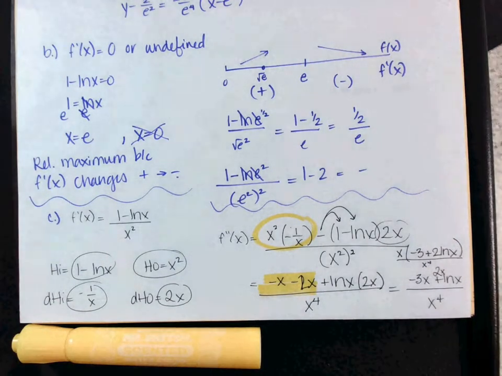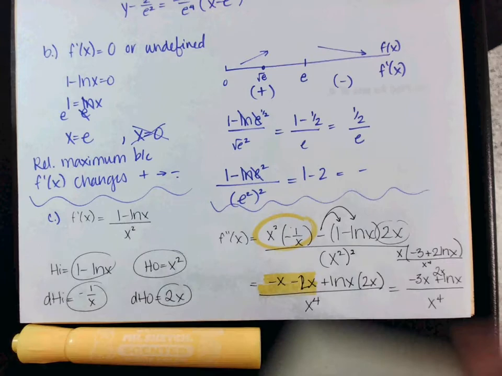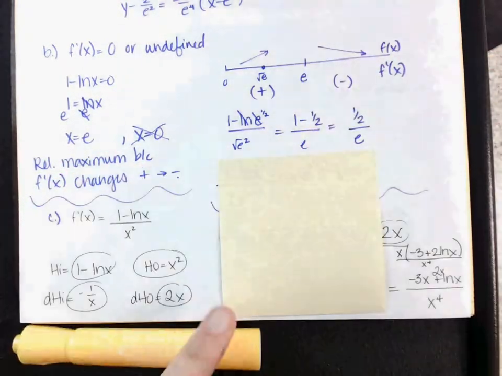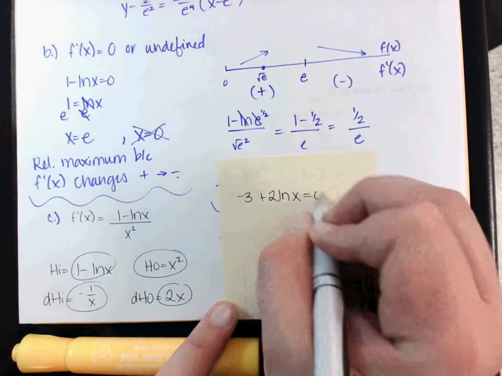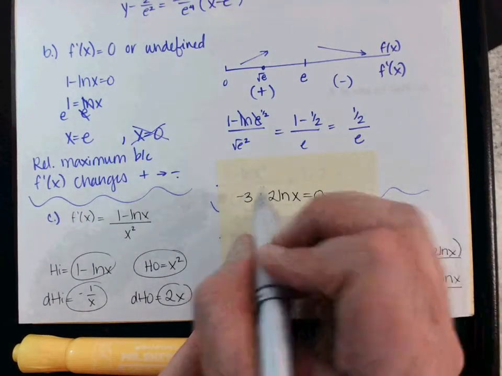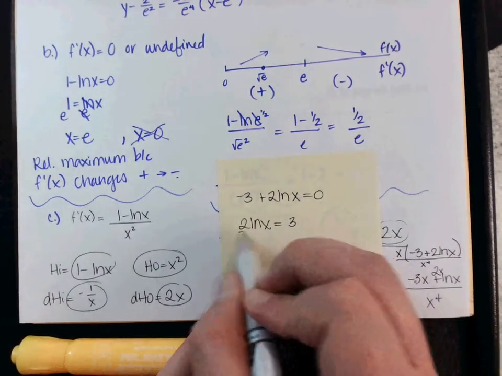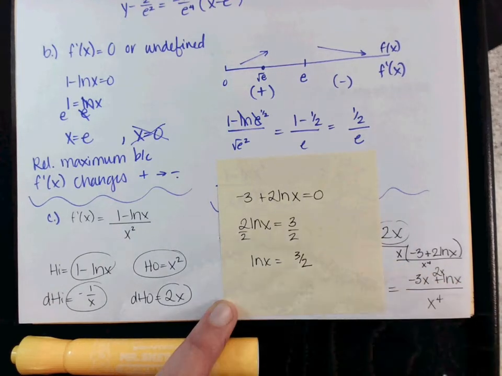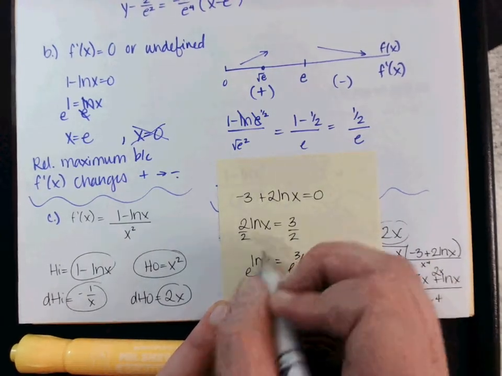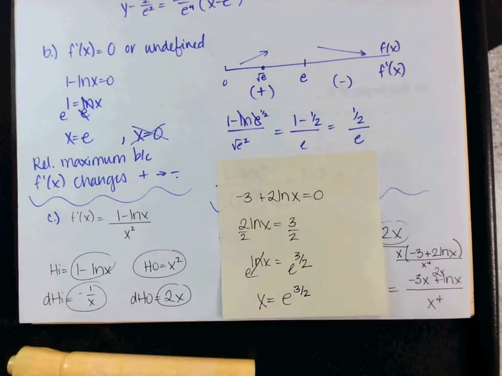I'll do it on this sticky note since I wrote too big. Negative 3 plus 2 ln x. What is that going to be when I set it equal to 0? If I set that equal to 0, how would I solve it? 2 ln x equals 3. Divide by 2. ln x is 3 halves. Then e both sides, so x is e to the 3 halves. That's your point of inflection.